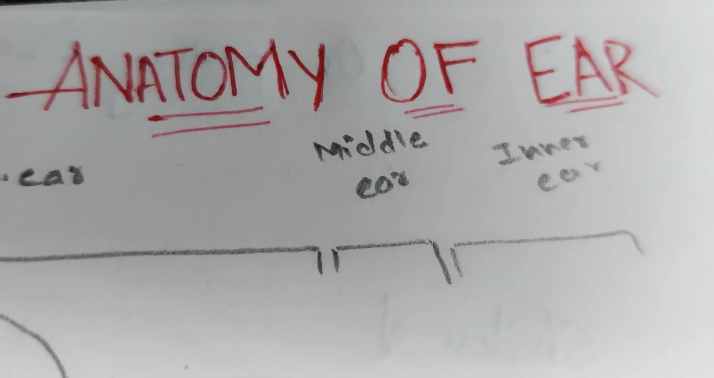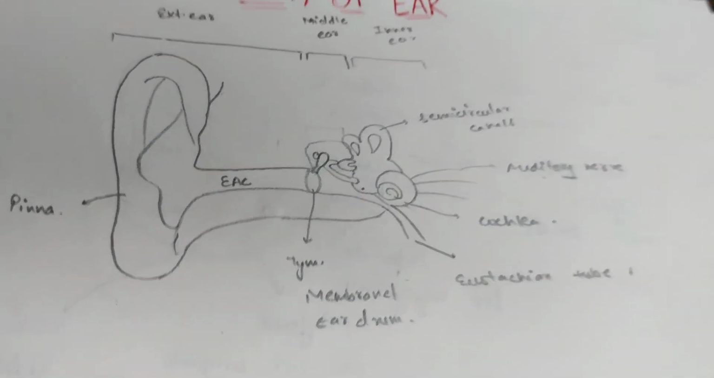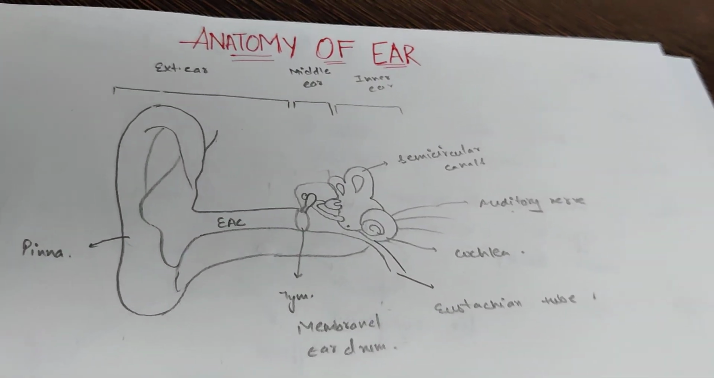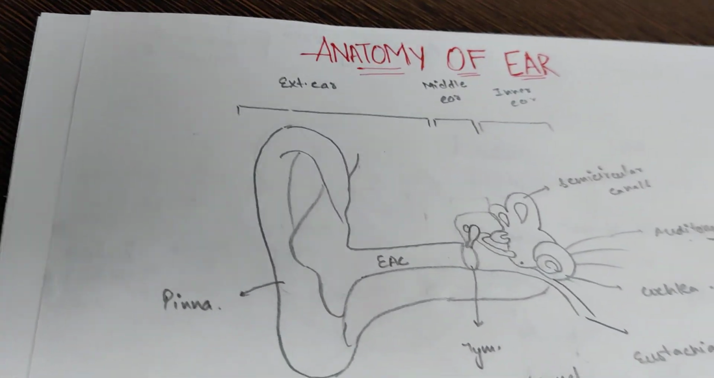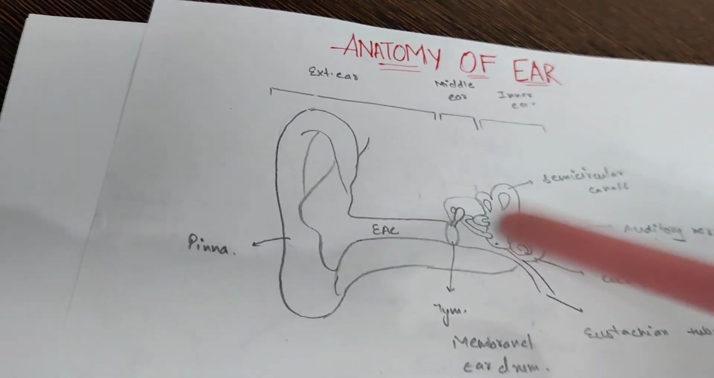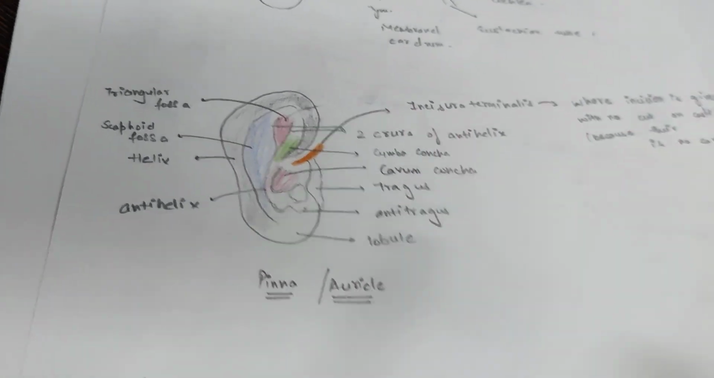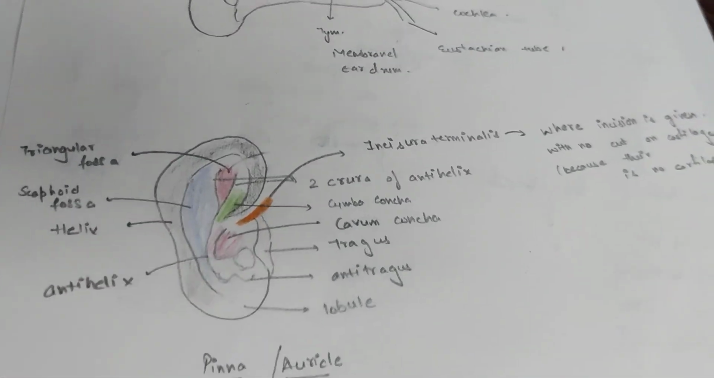For today, our topic of discussion is anatomy of the ear. The ear is divided into external ear, middle ear and internal ear. External ear, middle ear, this part, and internal ear. So let us first discuss the external ear.